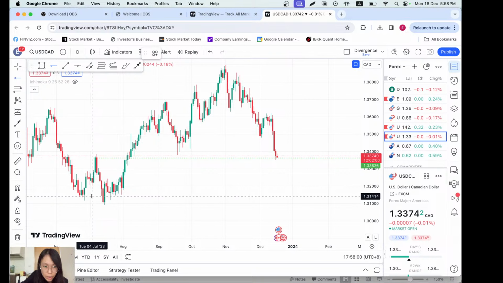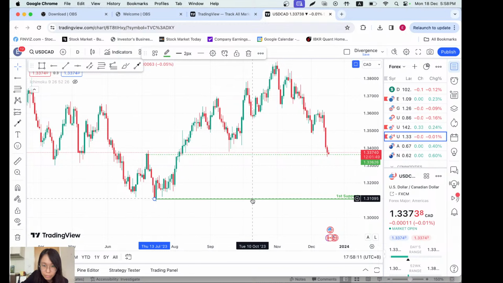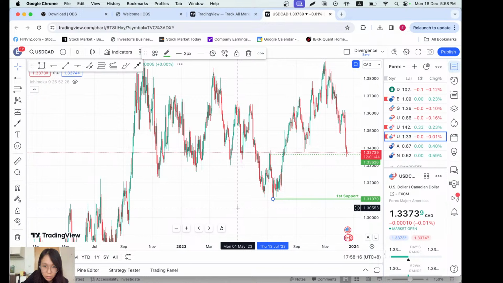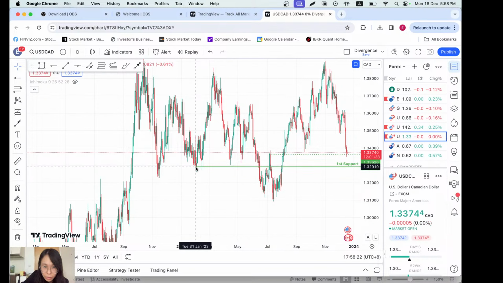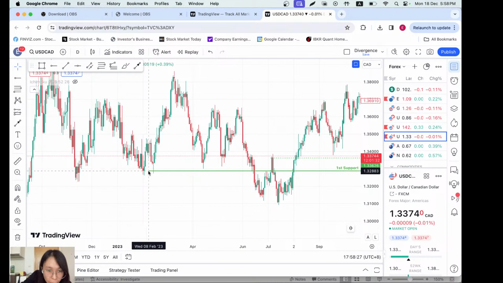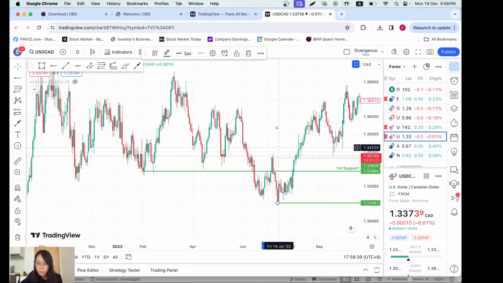So after the line is breached, I'll be using this for my next level of support. I will be using this pullback here. This is my first support, and this will also be my second support.